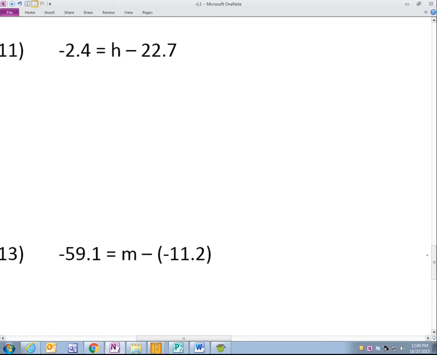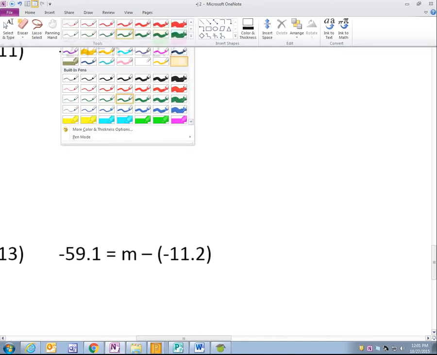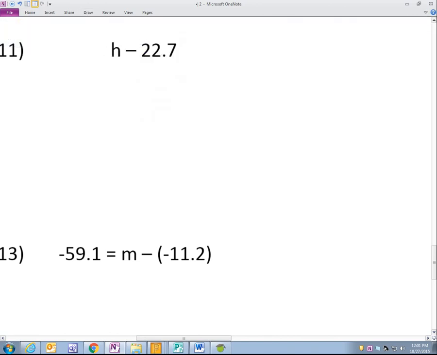Okay? Just because H is over here doesn't mean that we're going to start reading like Arabic right to left. Okay? It's still H minus 22.7. Still H minus 22.7. It just so happens to be that the equal sign is over there. Okay?